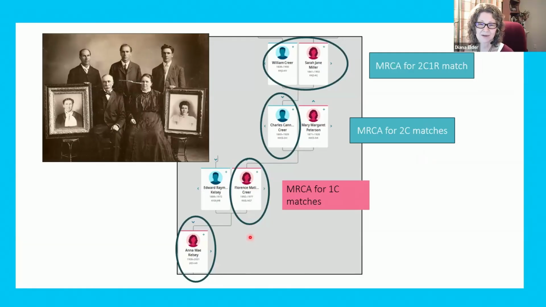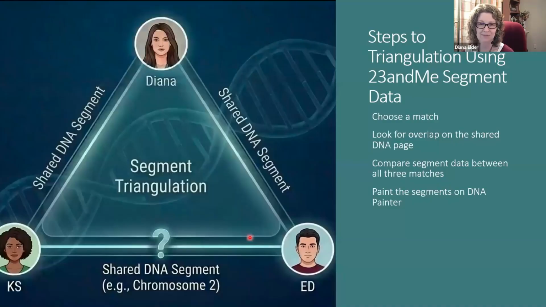And now we have 23andMe's chromosome browser to help us find those triangulated segments. So just some steps, pretty simple. Choose your match. In this case, I chose my cousin that I knew, KS. I would recommend always painting your closest matches. That'll help you anchor your map so that you have a good foundation. You know who these people are, and then you can start looking for those other people that will overlap.